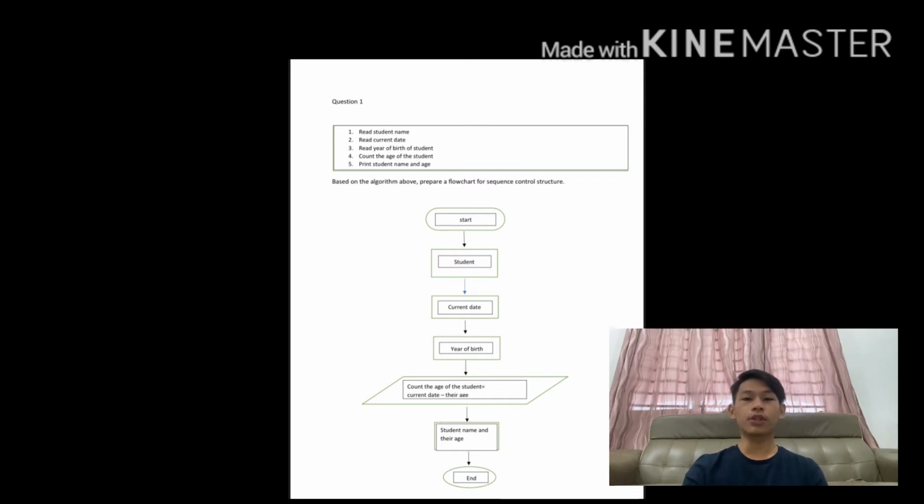Firstly, we put start, and for input we put student name, current date, year of birth, and for process we put count the age of the student, current date minus year of birth, and for output we get student name and their age. And lastly, we put end.